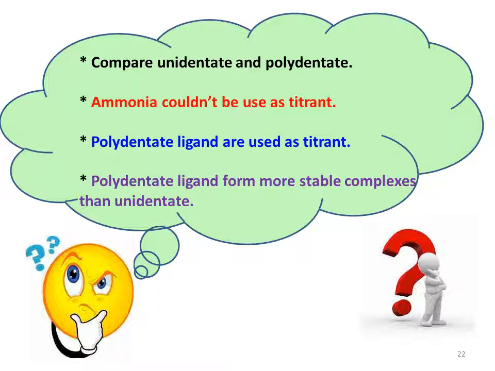Another question: polydentate ligands are used as titrant. We give the advantages of the polydentate ligand: more than one point of attachment, sudden inflection of the curve, one step reaction gives sharp endpoint. Polydentate ligands form more stable complexes than unidentate ligands. All of these questions could be answered with what we have just discussed in the comparison of the polydentate and the unidentate ligands.